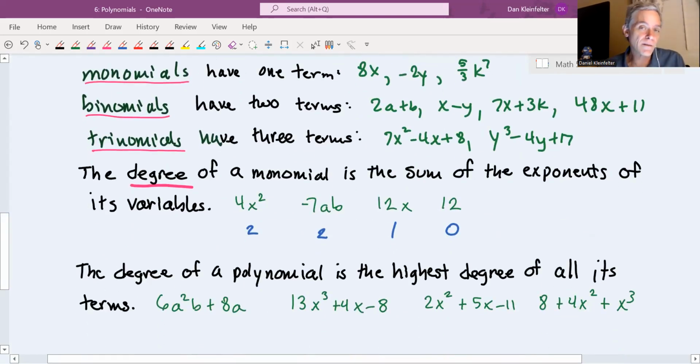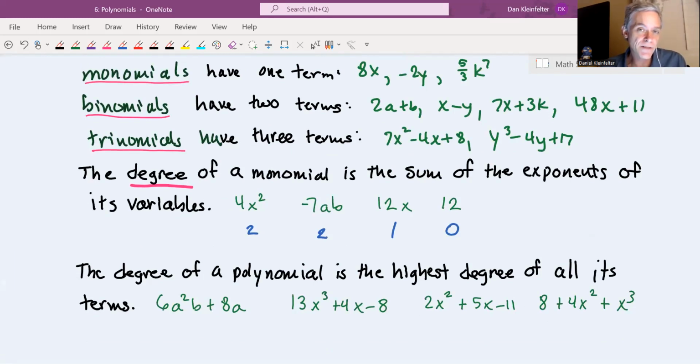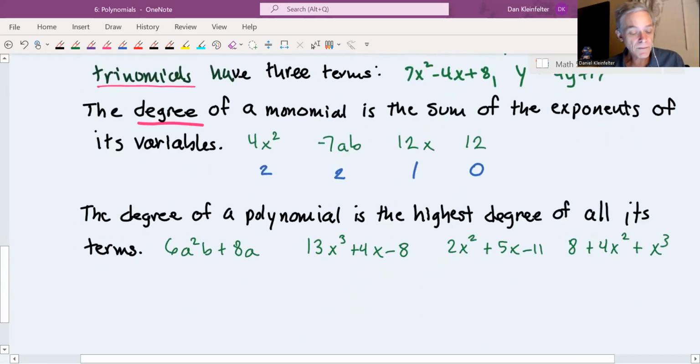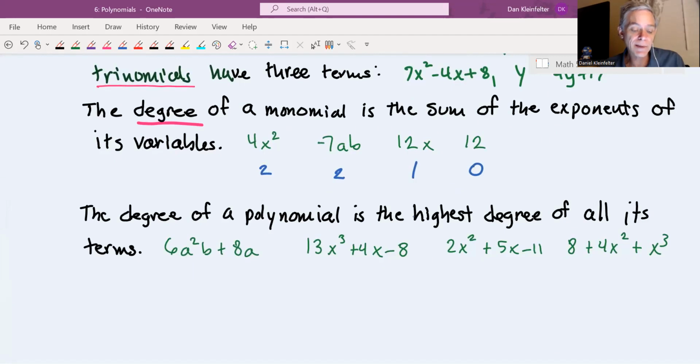Okay. For a polynomial, the polynomial's degree is the highest of the degrees of its individual terms. So taking a look, 6a squared b plus 8a. There are 2 terms here we're adding. a squared b has degree 3. a has degree 1. So overall, this polynomial has degree 3.